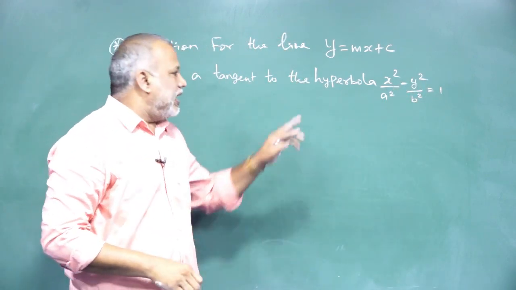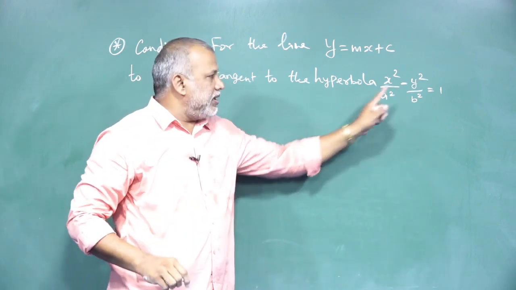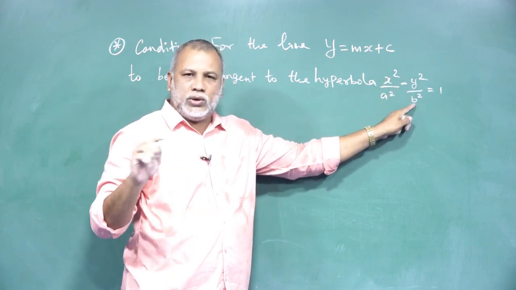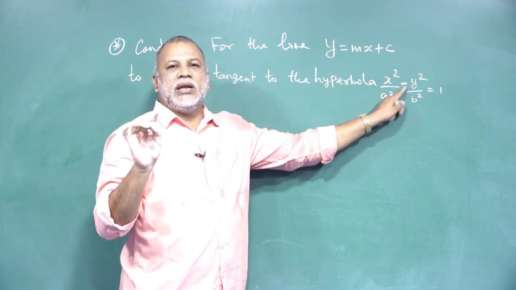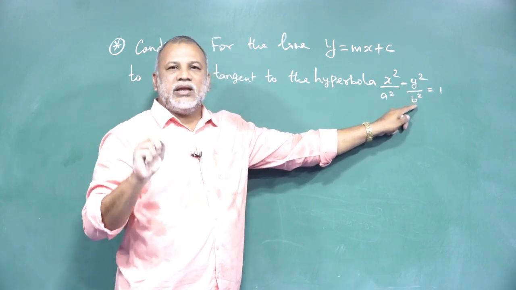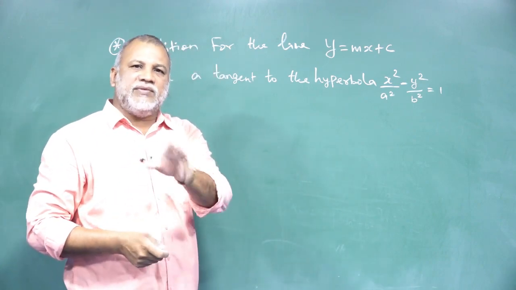Try yourself. Compare with the ellipse. Very small difference, only one difference. In the ellipse you have the plus symbol, x squared by a squared plus y squared by b squared equal to 1. Here you have the negative symbol. That means the second family contains the negative. All other steps are the same as when comparing with the ellipse.